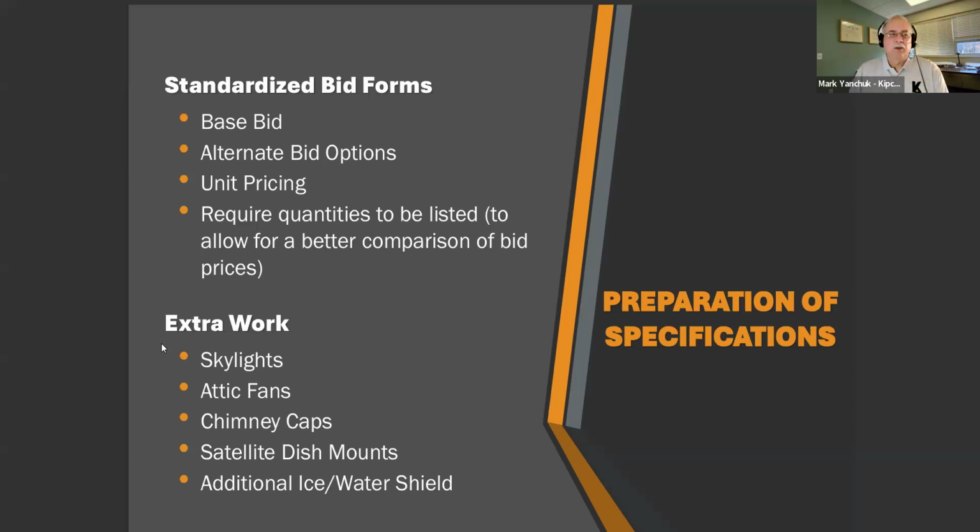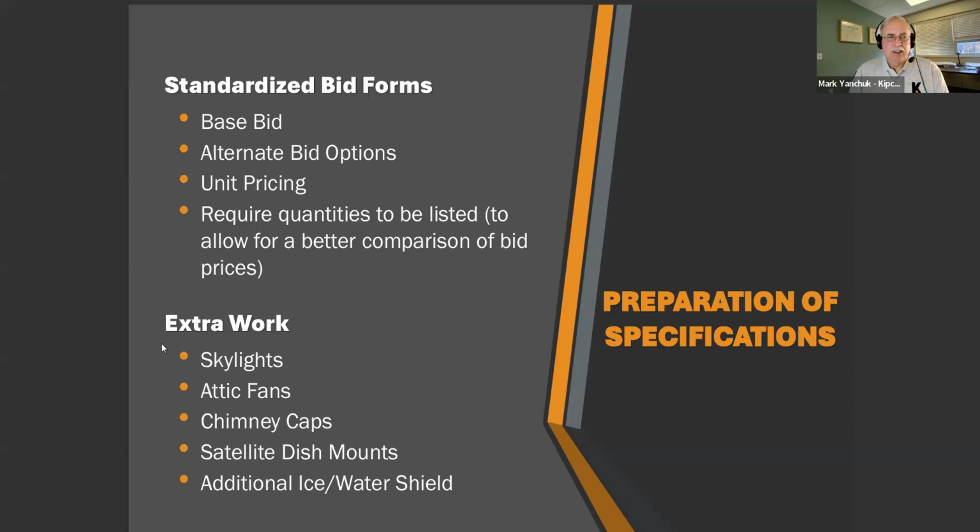Then there's going to be what we call the unit pricing. Now, this is going to be for anything that cannot be quantified and put into the base bid. The most common item for unit pricing is plywood replacement because we don't really know how many sheets of plywood are going to be replaced. So we'll get a unit price for the existing plywood to be removed and new plywood to be furnished and installed. And we'll get it on a per sheet basis.